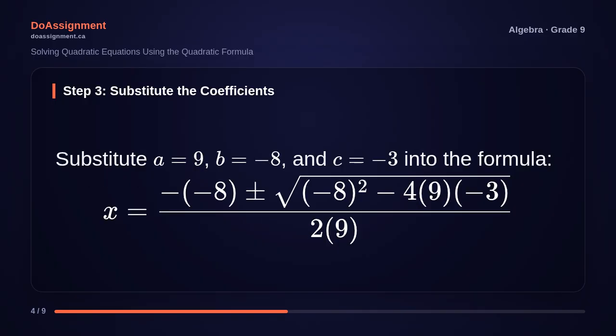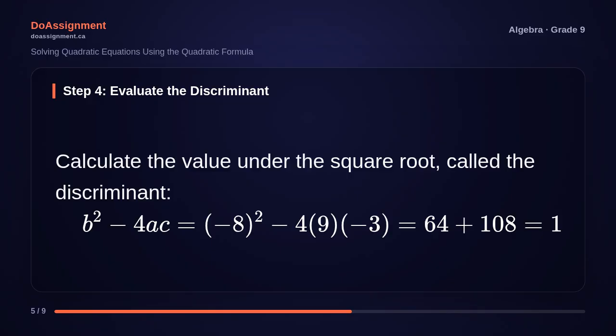2a. Substituting our values, we get x equals 8 plus or minus the square root of 64 minus 4 times 9 times -3, all over 18. The discriminant equals 64 plus 108, which is 172. Note that subtracting a negative number becomes addition.